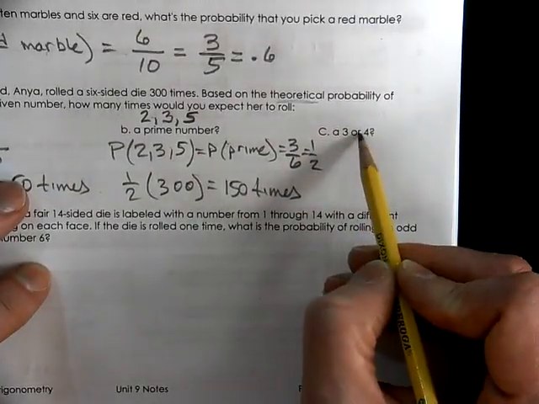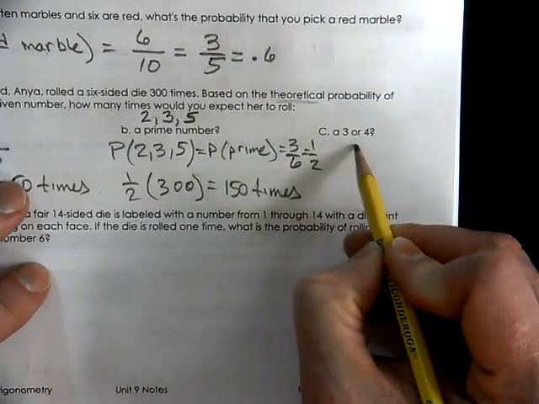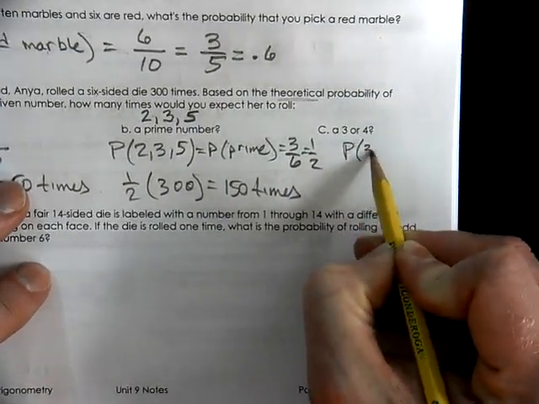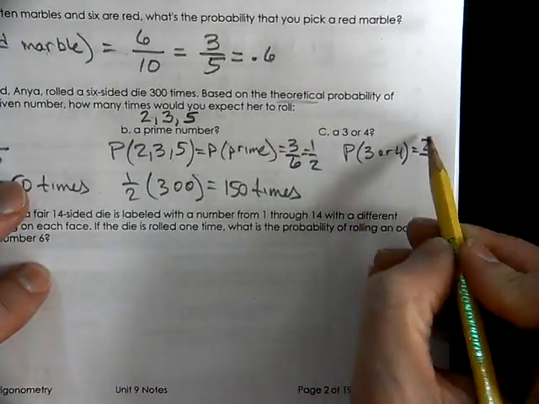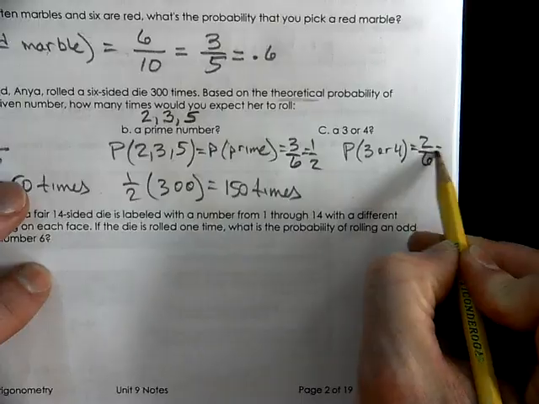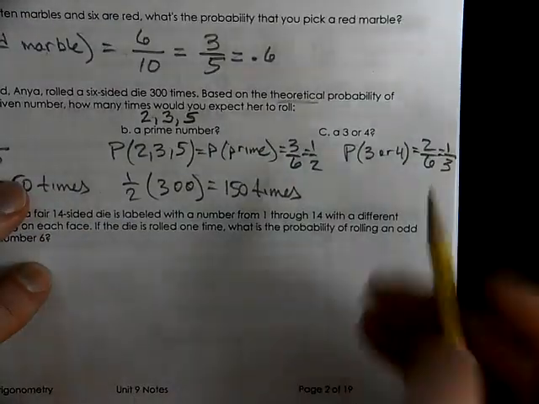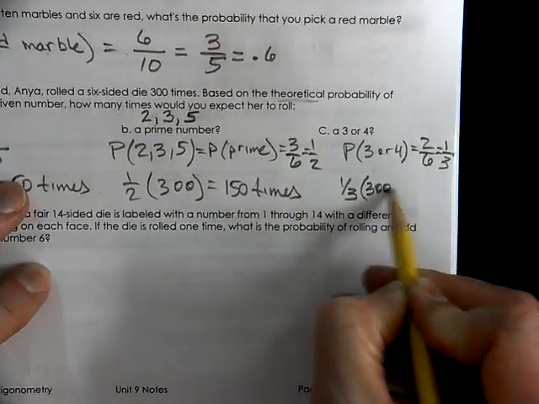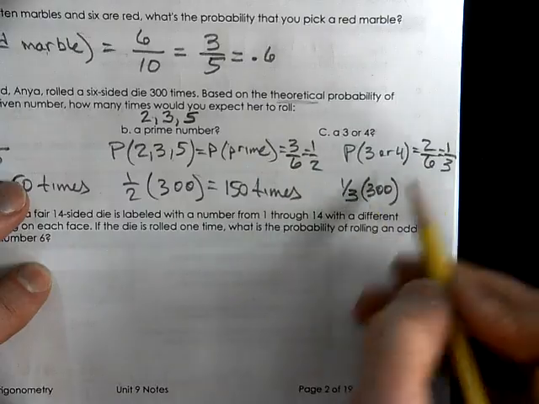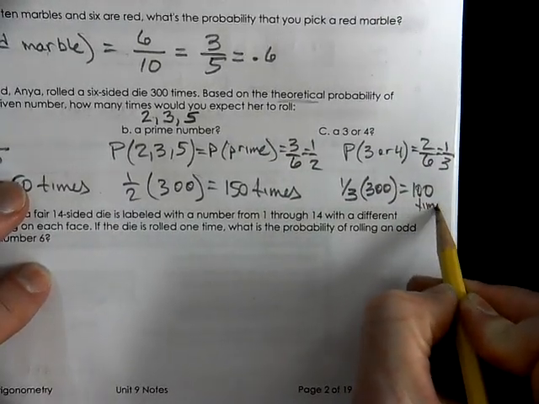We want a 3 or a 4. So we're happy with 2 different outcomes out of the 6 possible. So that is 1/3. And the number of times you're going to get a 3 or a 4 is going to be close to 100 times.